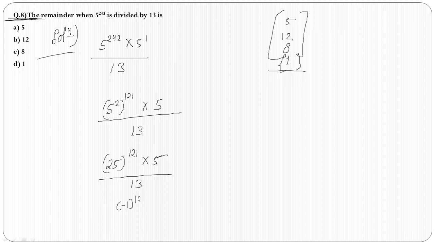And -1 to the power of an odd number gives you -1. -5 by 13. So guys, remainder can't be negative now. In that case, you have to add the divisor here. Divisor add करना पड़ेगा, 13. -5 plus 13, what you will get? 8 is the answer of this question. Option C is correct.